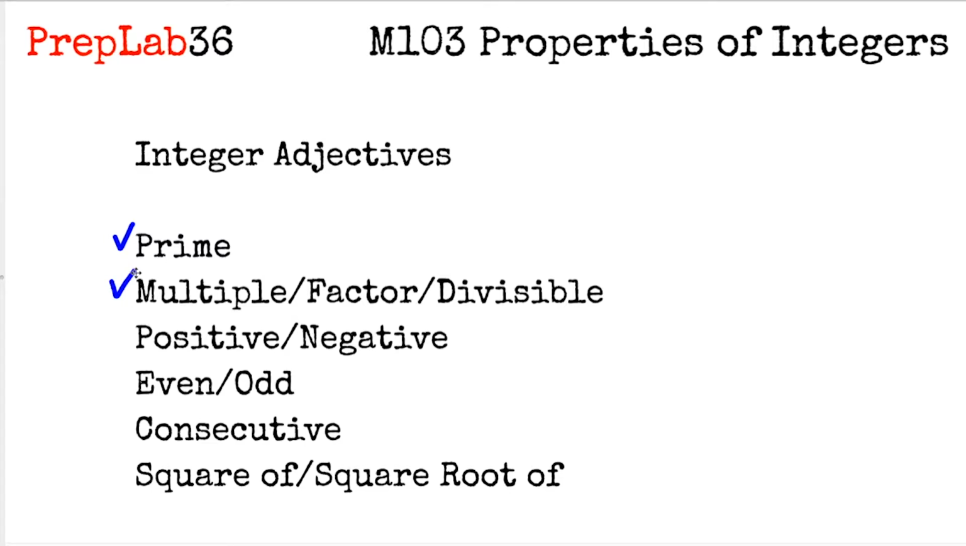Whole number operations. Most of the things that are done on standardized tests for college admissions are whole numbers. They're easy. You really don't even need a calculator if you practice. And of course the SAT has a section without calculators, so you have to practice. What are the adjectives used to modify integer? Let's go over them. Prime, multiple, factor, divisible, positive and negative, even and odd, consecutive, square of, square root of, cube of, cube root of.